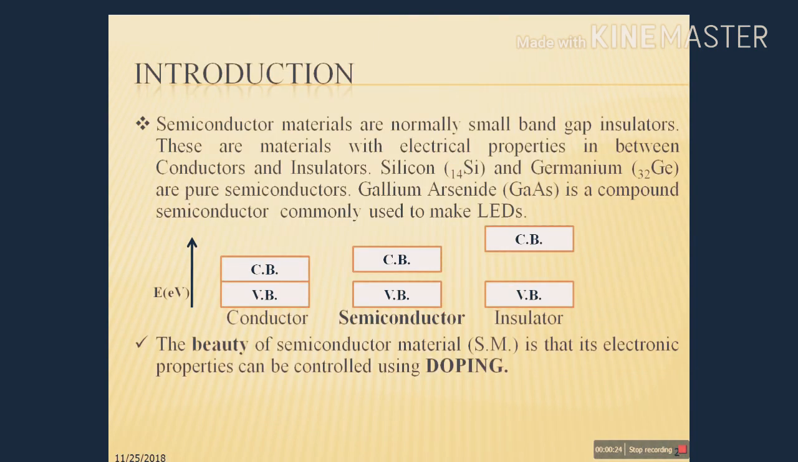Semiconductor materials are normally small band gap insulators. These are materials with electrical properties in between conductors and insulators. Silicon and germanium are pure semiconductors. Gallium arsenide is a compound semiconductor. It is commonly used to make LEDs. The beauty of semiconductor material is that its electrical properties can be controlled by using doping.